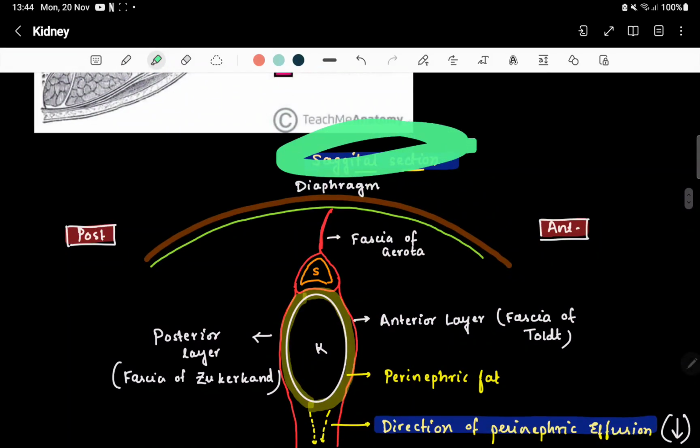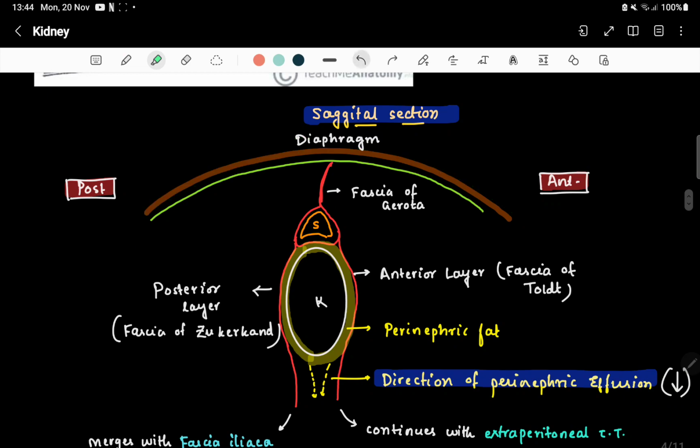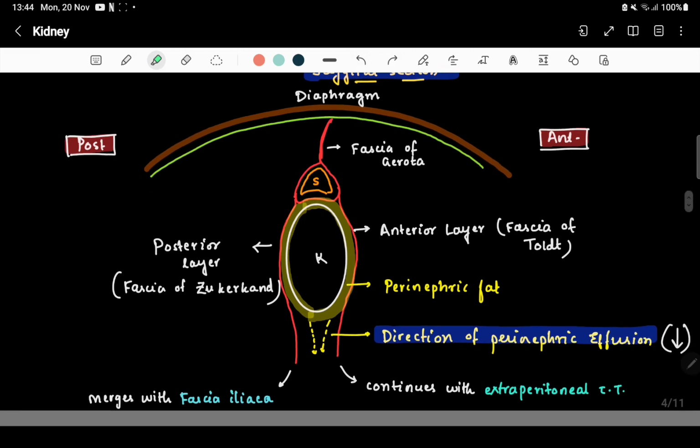So the transverse section is done. Let's discuss the sagittal section. So you have the diaphragm here. Okay, and from that diaphragm the fascia of Gerota arises. This fascia of Gerota will cover this whole part, the suprarenal gland. Okay, and will also come down and cover the kidney. So this fascia of Gerota covers the whole kidney and the suprarenal gland.